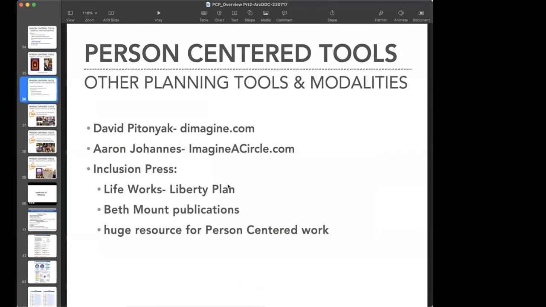For some of the other planning tools that I'm not going to really dive into today, there's David Pitonyak. Those of you who have been in the field for a while know David, he's now retired, but had been focusing on how do we support people who are particularly challenging.